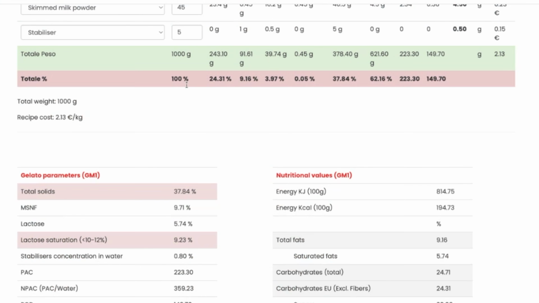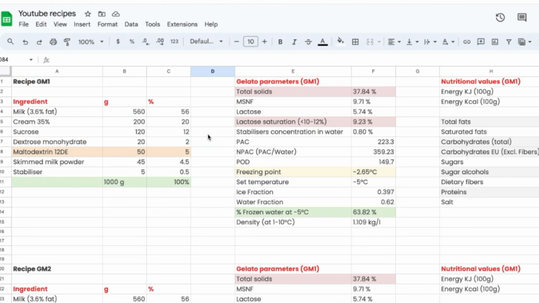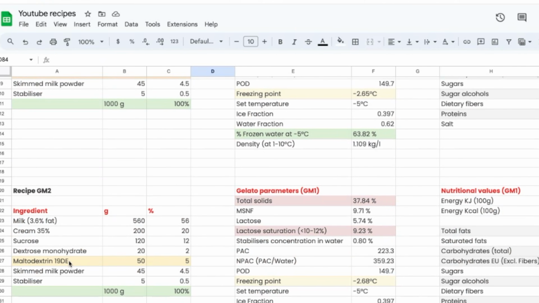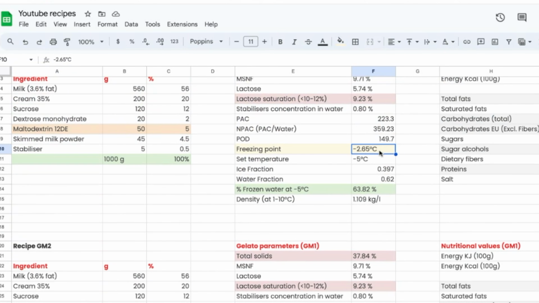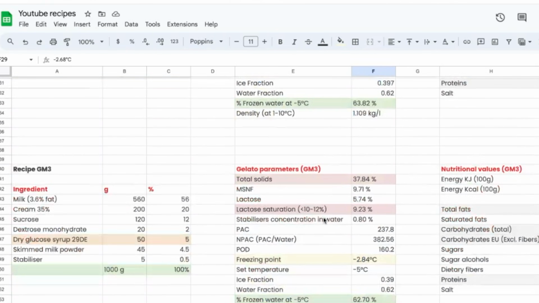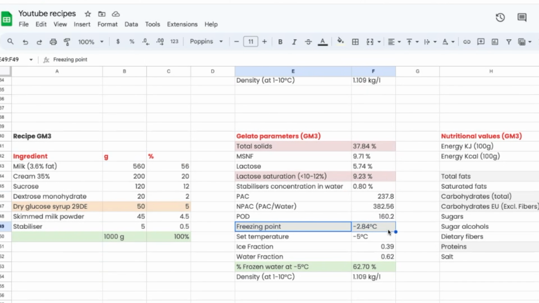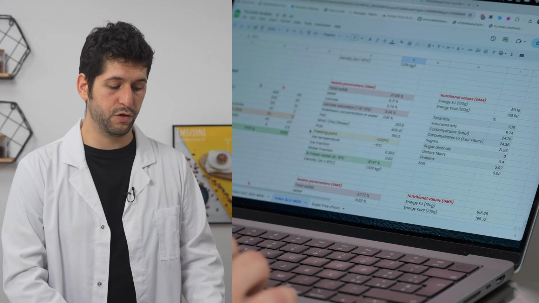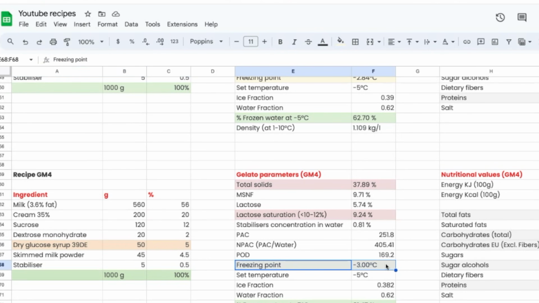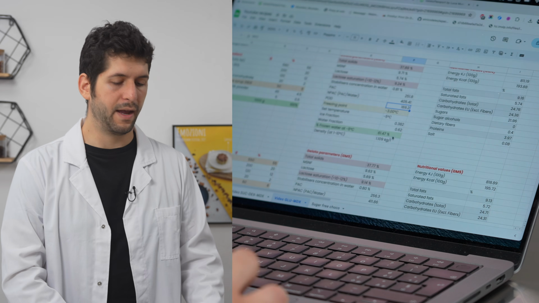In terms of freezing point, we see in the first recipe we are around minus 2.7, so pretty much a standard recipe. And then we can see that going up from the 12 DE maltodextrin to the 19 DE, the freezing point just slightly decreases. And then we go to dry glucose syrup 29 DE, and here also we have a change in the freezing point and possibly also a change in the sweetness, or at least in what is the theoretical sweetness. Then we go to a higher dry glucose syrup, and again we lower the freezing point up to minus 3 degrees Celsius, and we possibly increase the sweetness, at least in theory.